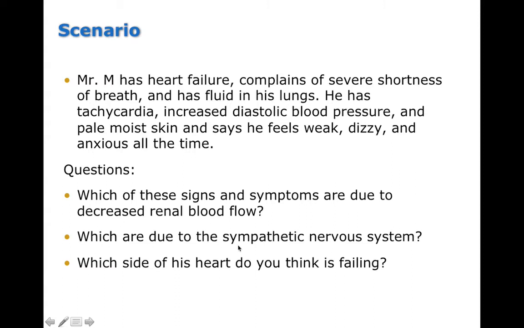Now, in terms of the sympathetic nervous system here, that's going to be associated with more like the moist skin, your tachycardia, and an increase in diastolic blood pressure as well.